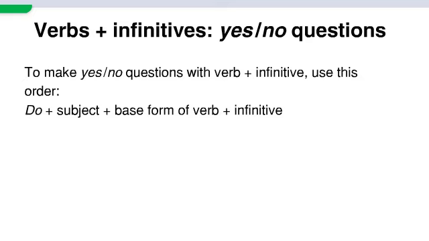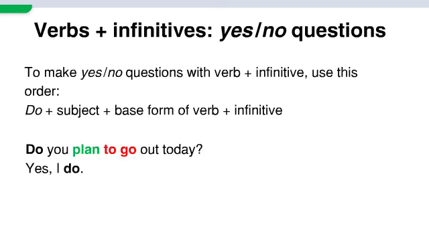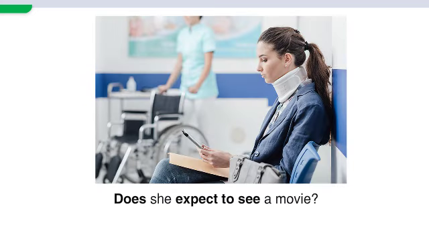Verbs plus infinitives. Yes-no questions. To make yes-no questions with a verb with an infinitive, use this order. Do plus subject plus the base form of the verb plus an infinitive. Do you plan to go out today? Yes, I do. Does she expect to see a movie? No, she doesn't.